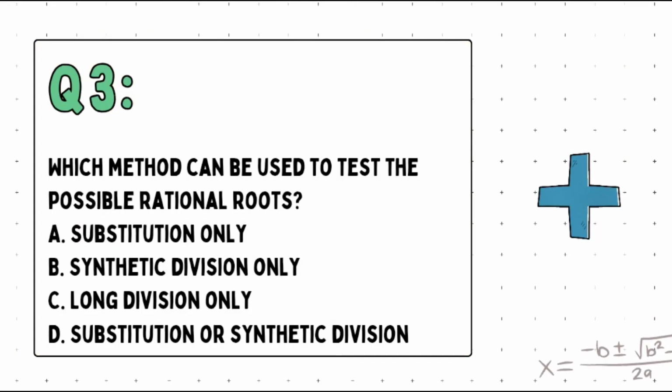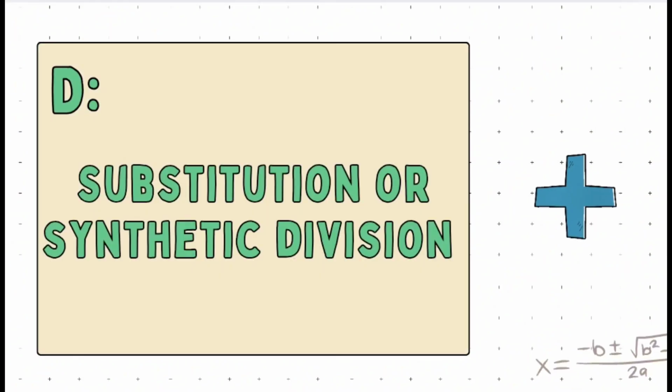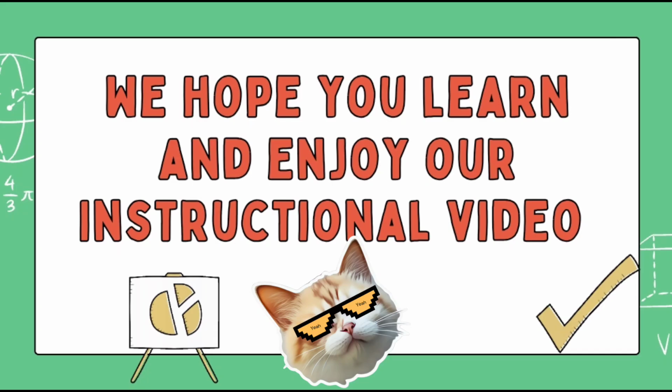Question 3. Which method can be used to test the possible rational roots? A. Substitution only, B. Synthetic division only, C. Long division only, or D. Substitution or synthetic division. The correct answer is D. Substitution or synthetic division.